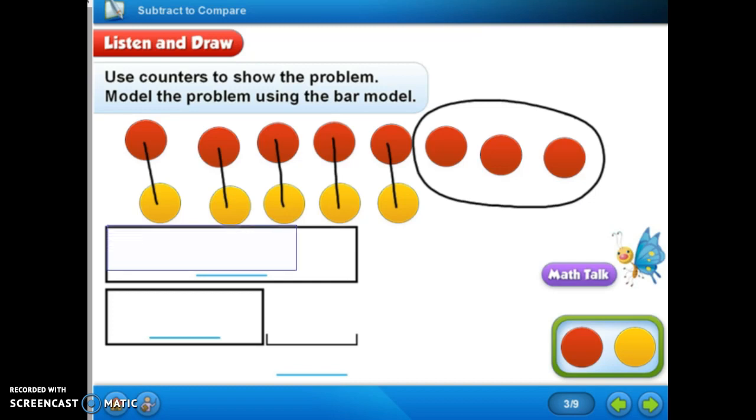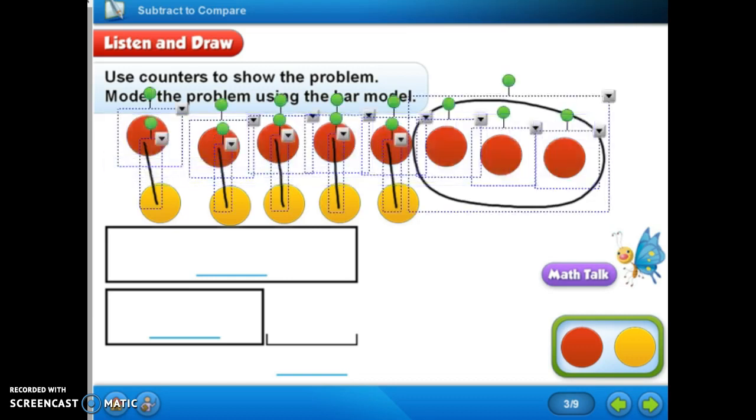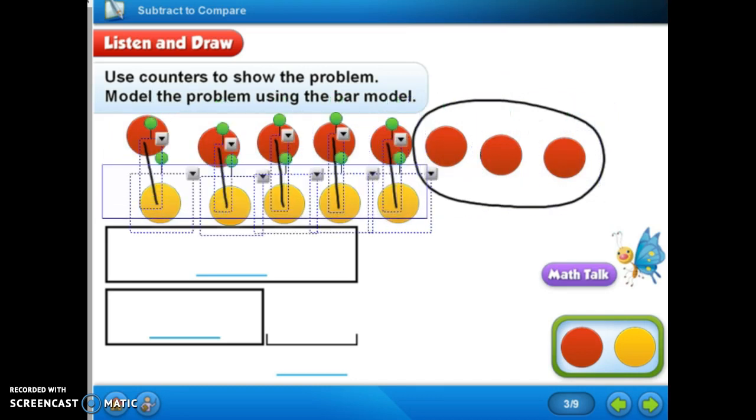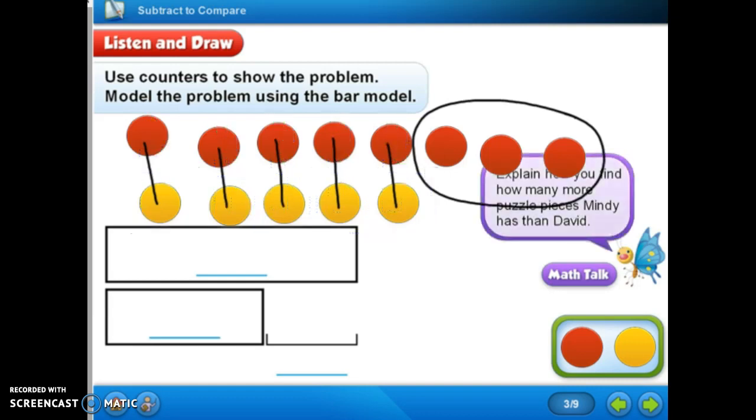See this big box here? That's for my larger number. Who has more? Mindy or David? Did you say Mindy? That's right. Mindy has more. So I'm going to put Mindy's number in my top large box. That box is longer, so it is for the bigger number.